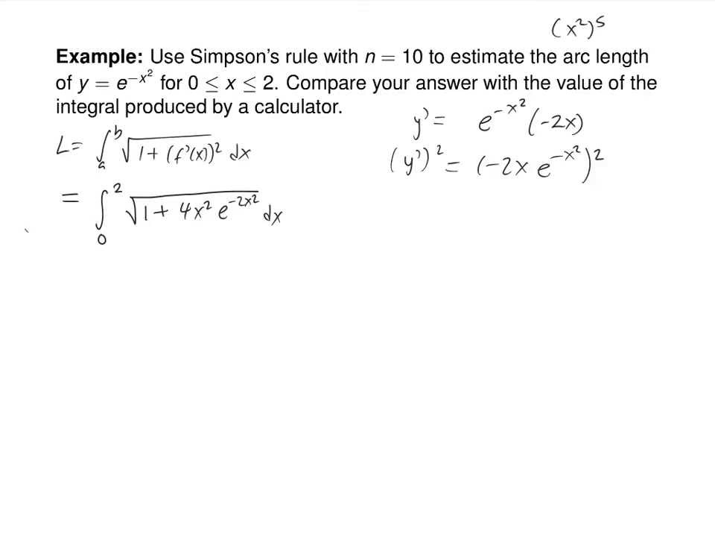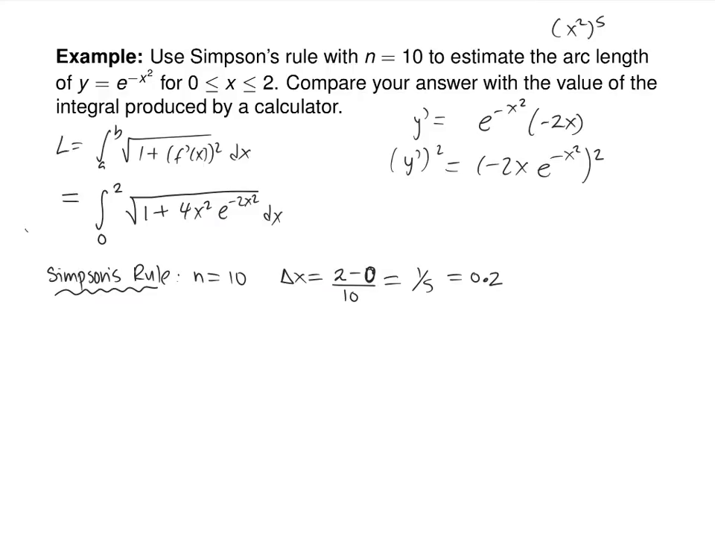So what we're going to do is use Simpson's rule. Okay, n equals 10. So what is delta x for Simpson's rule? 2 minus 0 over 10, so 1/5? Perfect. Or 0.2, either way, right?